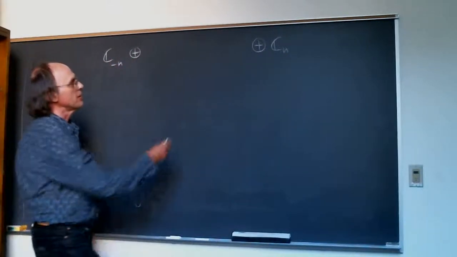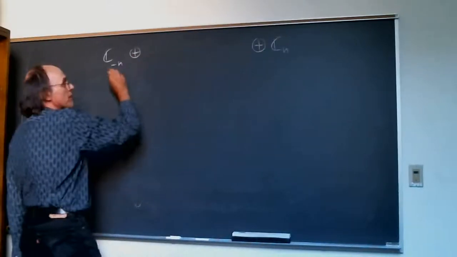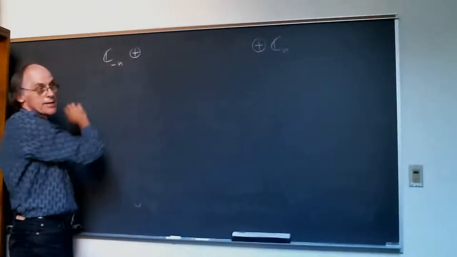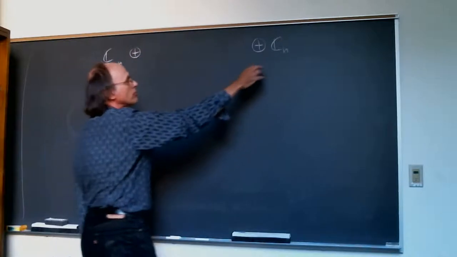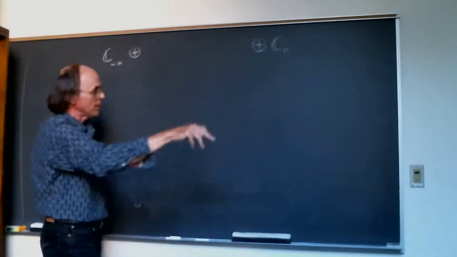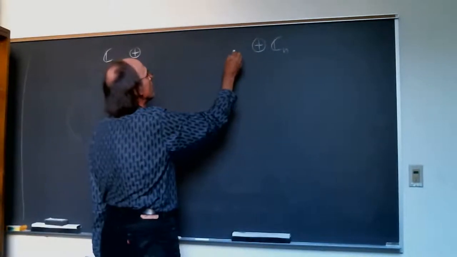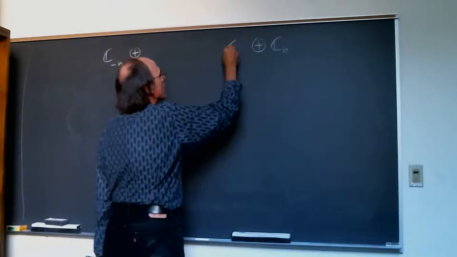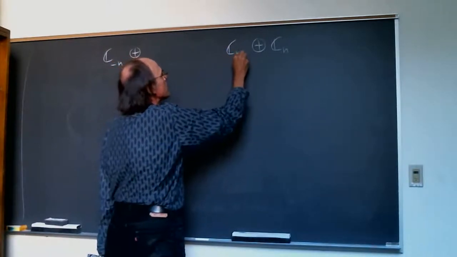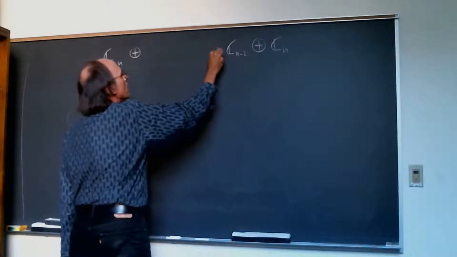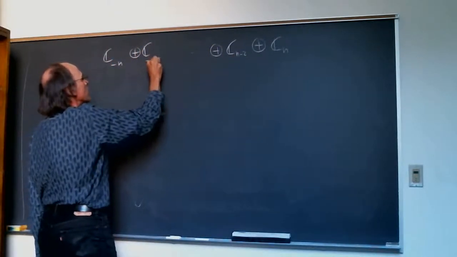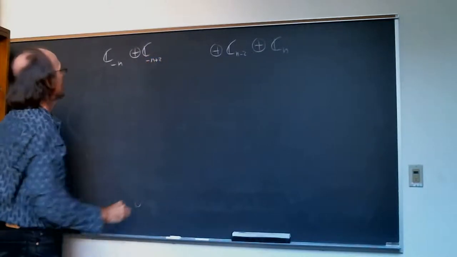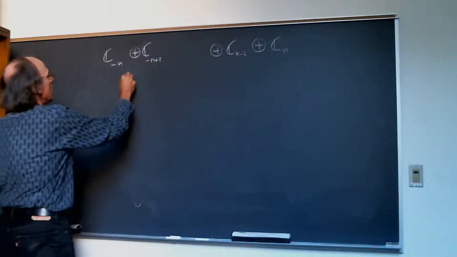Looking at the symmetry property of the weights tells you that if you have weight n, you have to have weight minus n. And then if you act with this π minus, you're also going to have a C of n minus 2, down to C of minus n plus 2. And what you have is these operators.